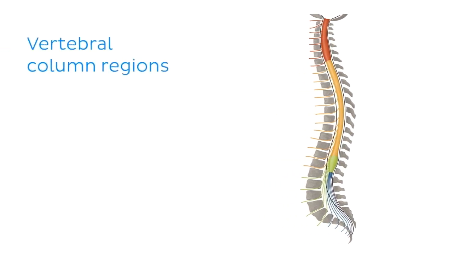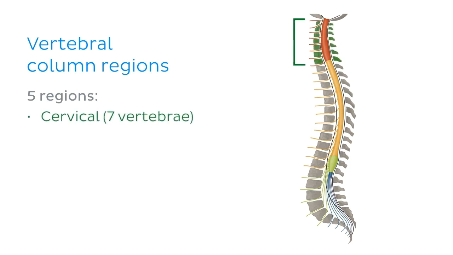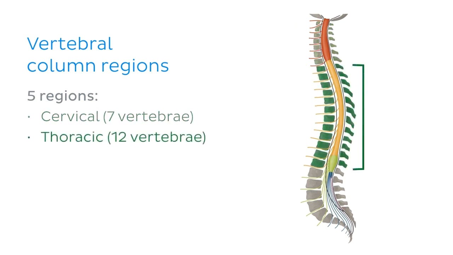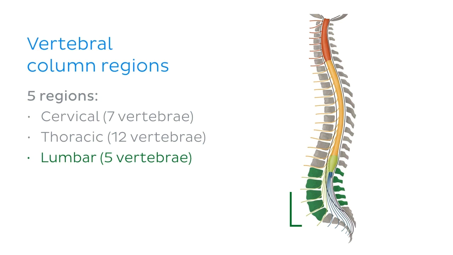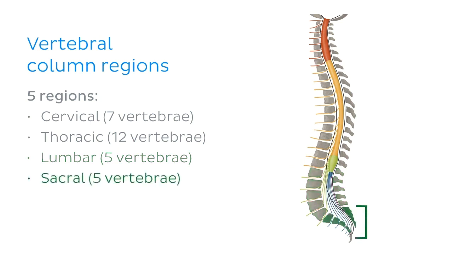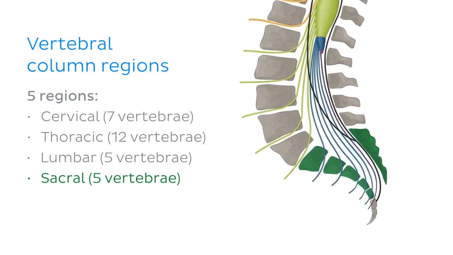You probably already know that there are 5 distinct regions, which can be identified by the different characteristics of their vertebrae. Starting most superiorly, we find 7 cervical vertebrae in the neck. Right below it are 12 thoracic vertebrae, which span the thorax. Lower still, in the lower back, we find the lumbar spine with its 5 lumbar vertebrae. And it is followed by 5 sacral vertebrae, which are normally fused into one bone called the sacrum.